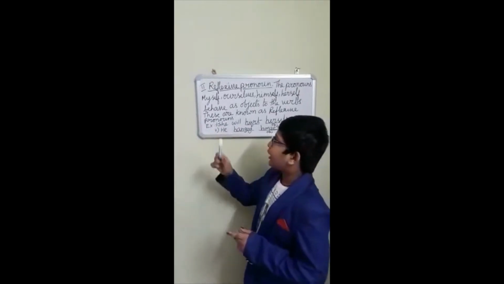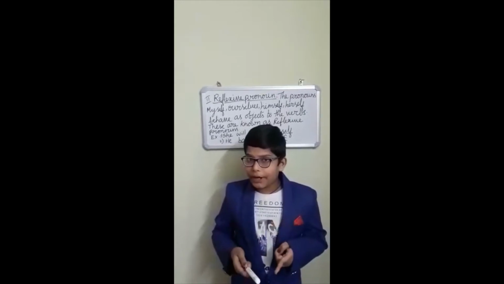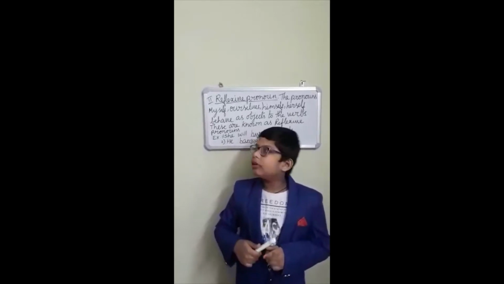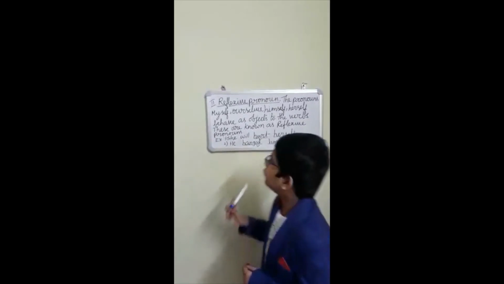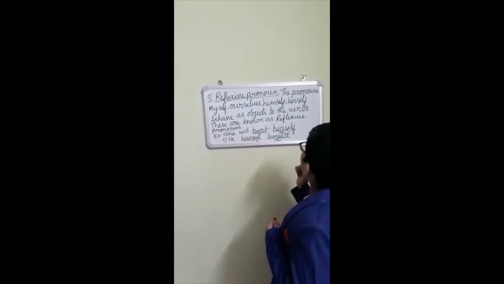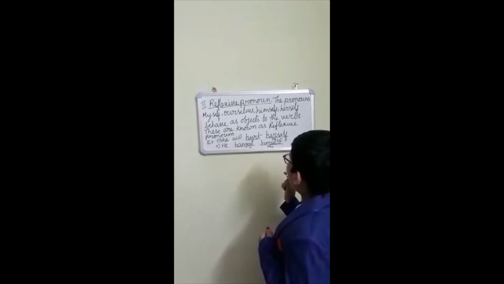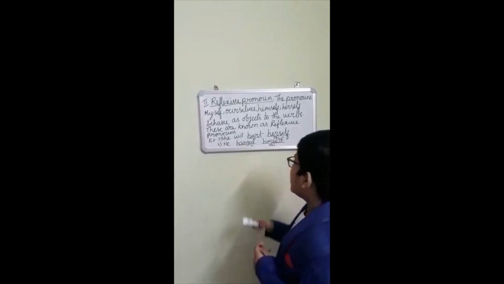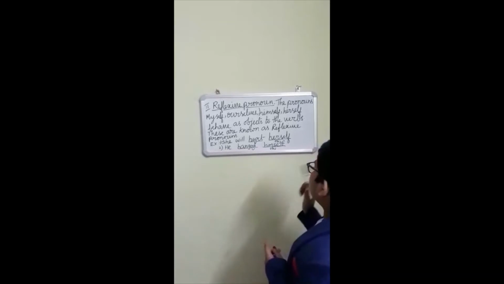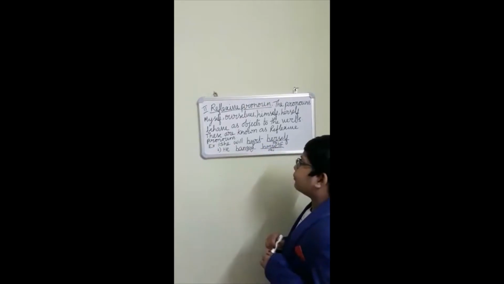Now let's deal with the second one, reflexive pronoun. Reflexive pronoun means the pronoun which acts like an object to the verb. Now let's go with a brief explanation. The pronouns myself, ourself, himself, herself behave as objects to the verbs. These are known as reflexive pronouns. For example, she will hurt herself. Here, hurt is the verb and herself is the object. This pronoun is acting as an object to the verb.